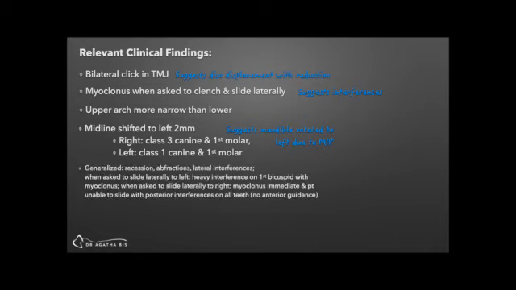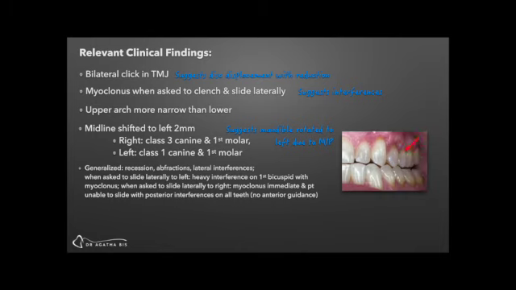So she's got generalized recession, abfractions, lateral interferences. When she was asked to slide laterally to the left, she has a heavy interference on the first bicuspid with muscle twitching. This is why she's got recession on that tooth. This is why she ended up getting a graft. She didn't need a graft. She just needed this addressed sooner so that she wouldn't cause the recession to happen.